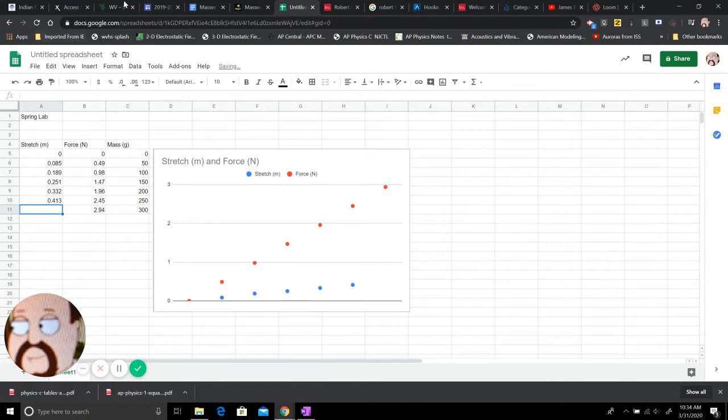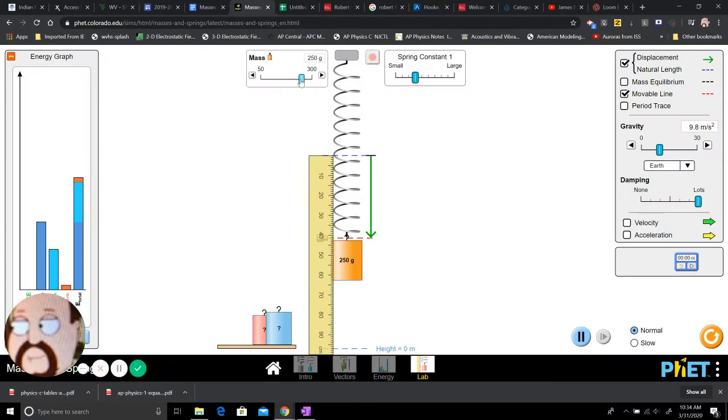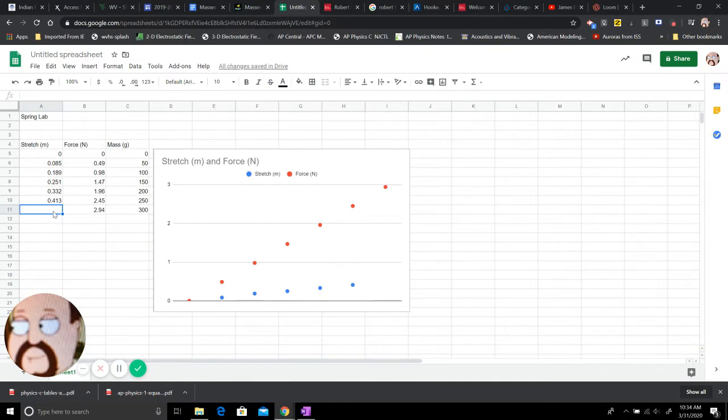And one last one. Setting this to the max value, 300 grams. Let that settle. That looks like 49 point. It's definitely past the halfway point. I'm going to call it 49.7. There we go. All right.